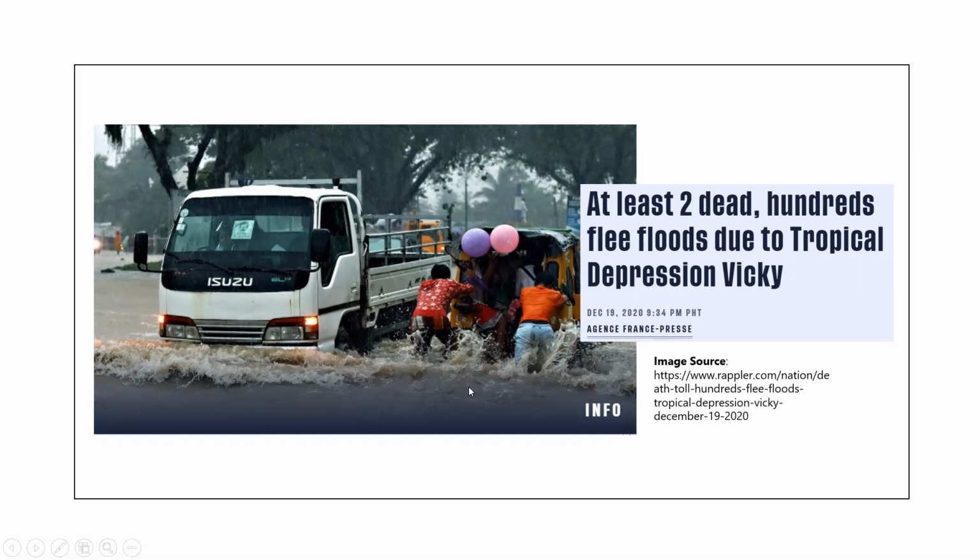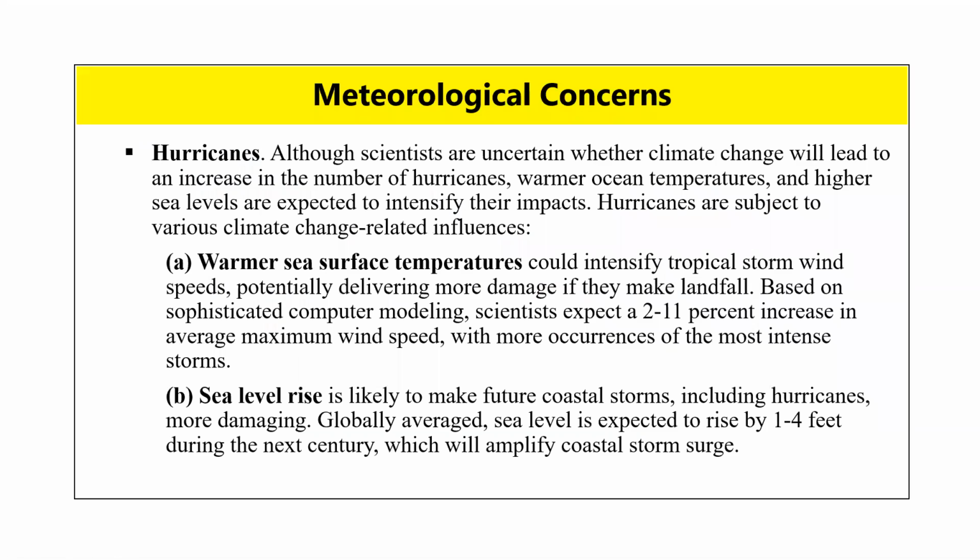Okay, so for the meteorological concerns, we have hurricanes. Although scientists are uncertain whether climate change will lead to an increase in the number of hurricanes, warmer ocean temperatures and higher sea levels are expected to intensify their impacts. Hurricanes are subject to various climate change-related influences. One is warmer sea surface temperature. These could intensify tropical storm wind speeds, potentially delivering more damage if they make landfall.